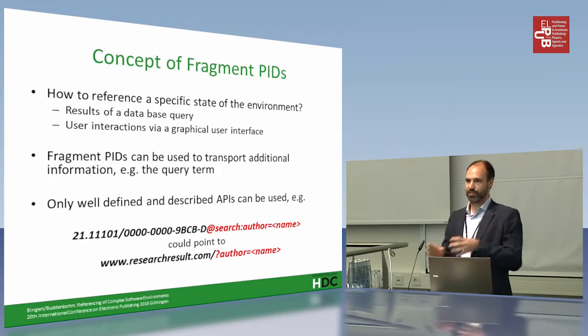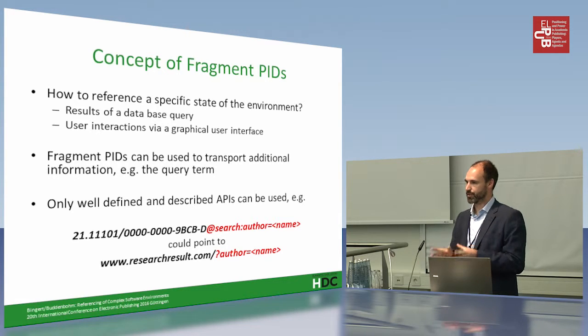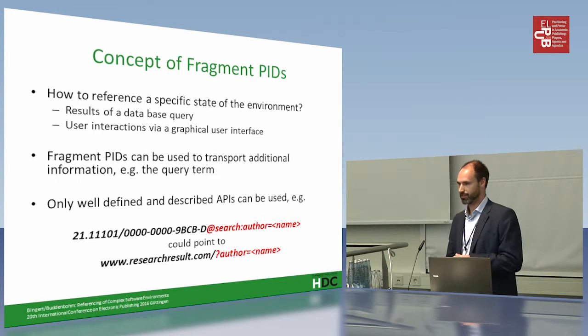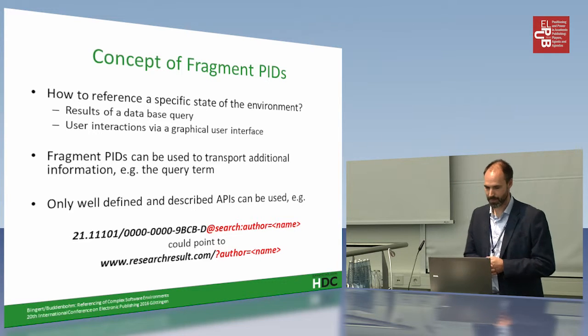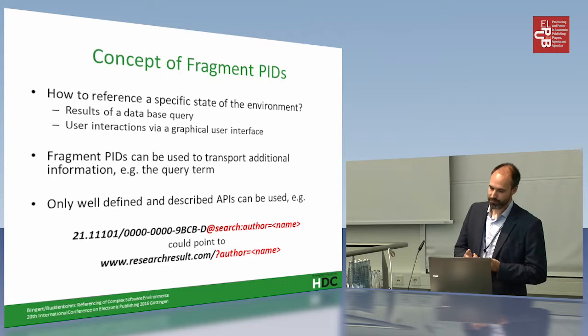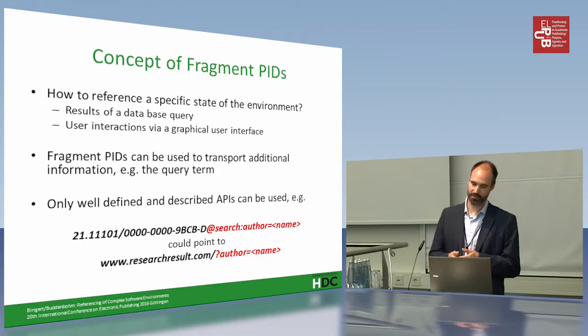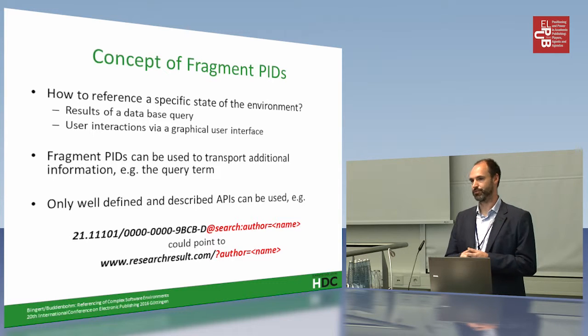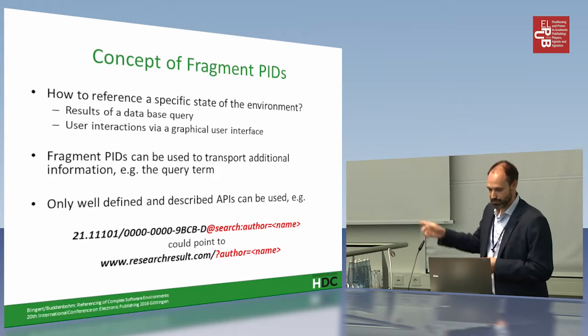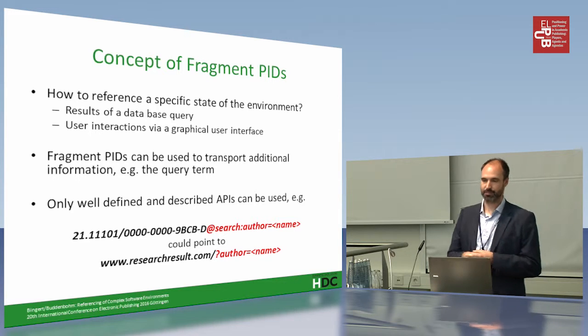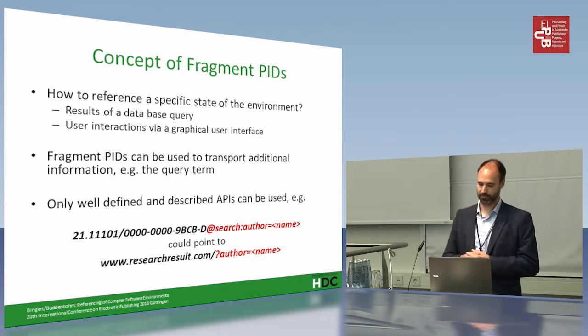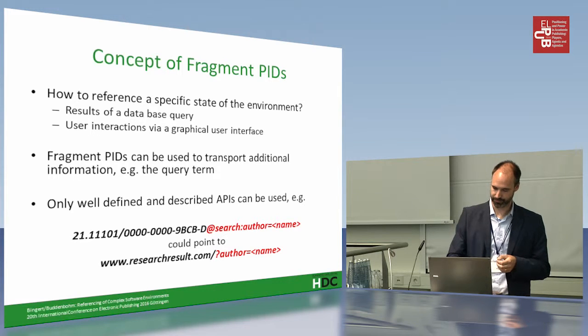Independent of which specific state you would like to reference, we can use fragment PIDs to transport the information within our system to actually create references to this specific state. At one point, we have to say that, of course, the research result, the CSE, has to be well defined and described, or has to have well defined, described APIs, which we then can use for the referencing. So a simple example you can see below: you have the previously shown PID and some kind of extension to reference a specific state that would just point to a URL with the appended search query.